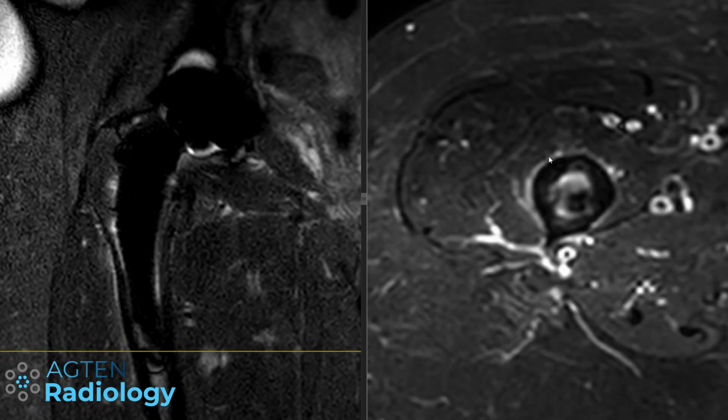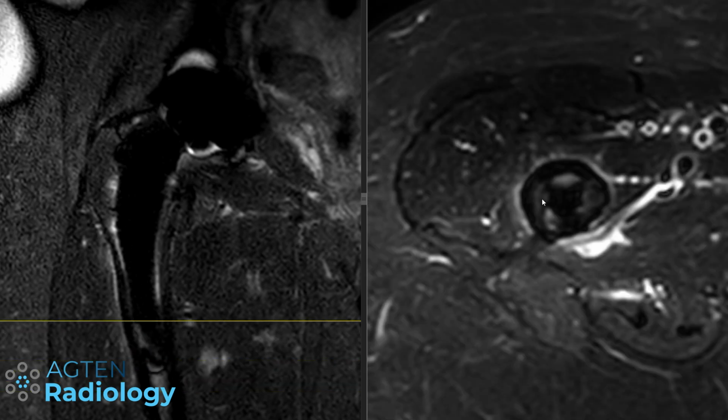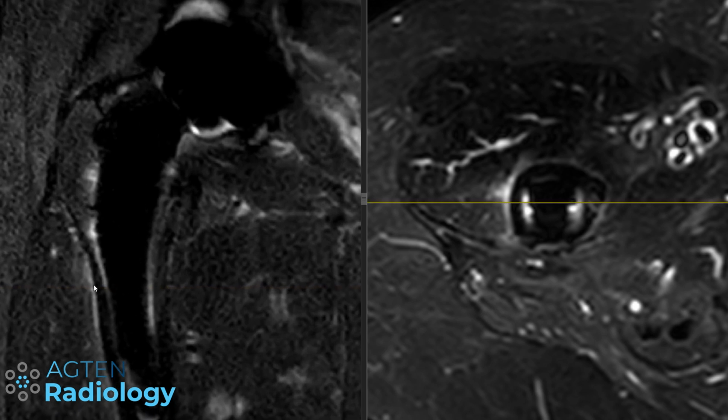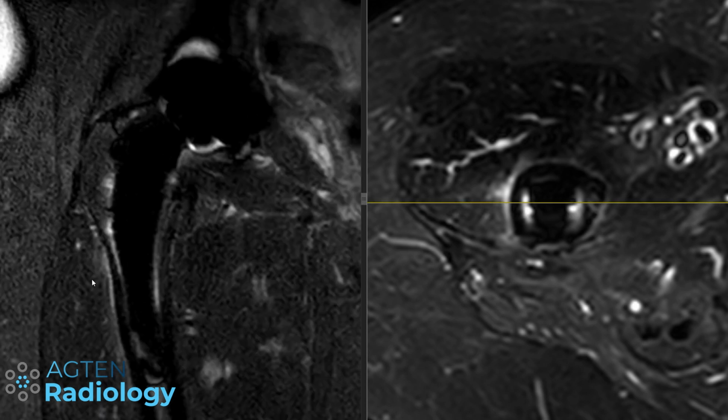You might think it's just a vessel, but if we scroll through, we can see it all the time. It's a little bit more pronounced here on the lateral aspect, and we can also see it here on the coronals actually. So this rim here, this signal increase is a periosteal reaction, and this is not normally the case.